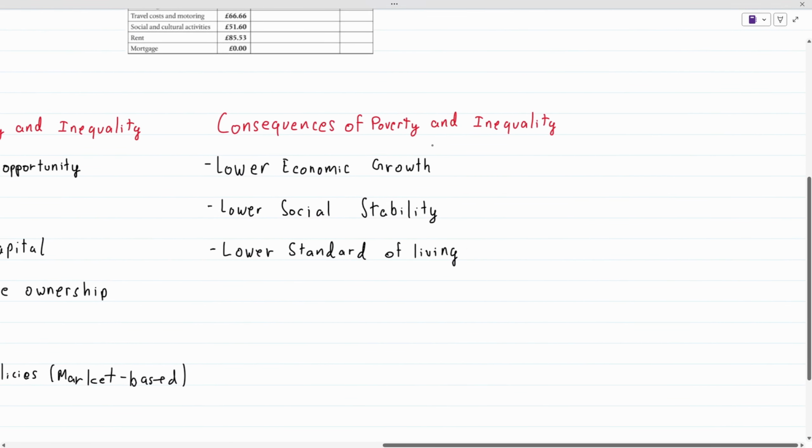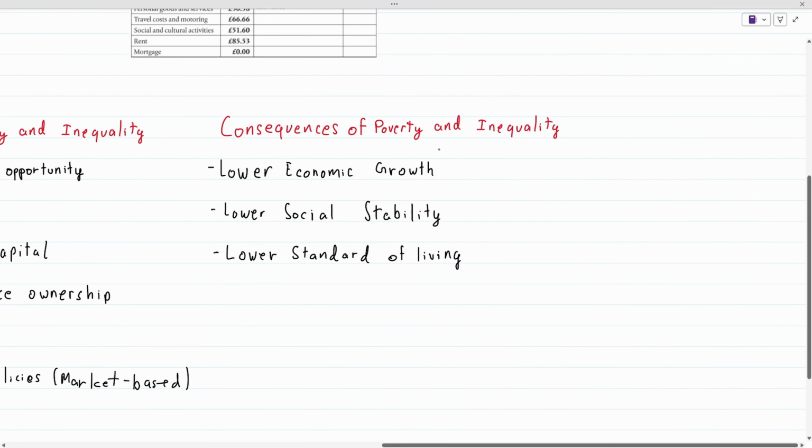Next, we come to the consequences of poverty and inequality. One straightforward consequence will be lower economic growth. If there is poverty or higher inequality, overall there is just less income. The next part is lower social stability.